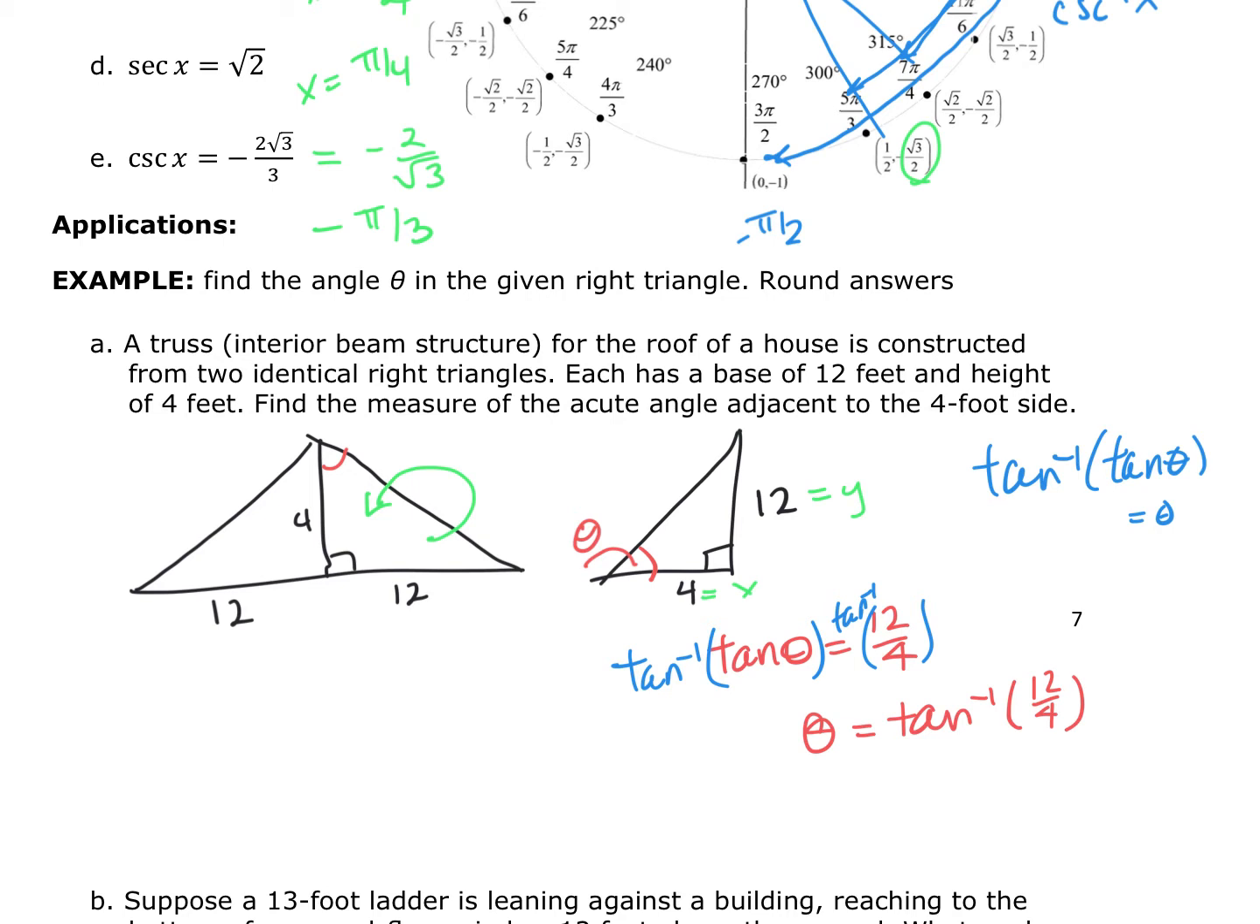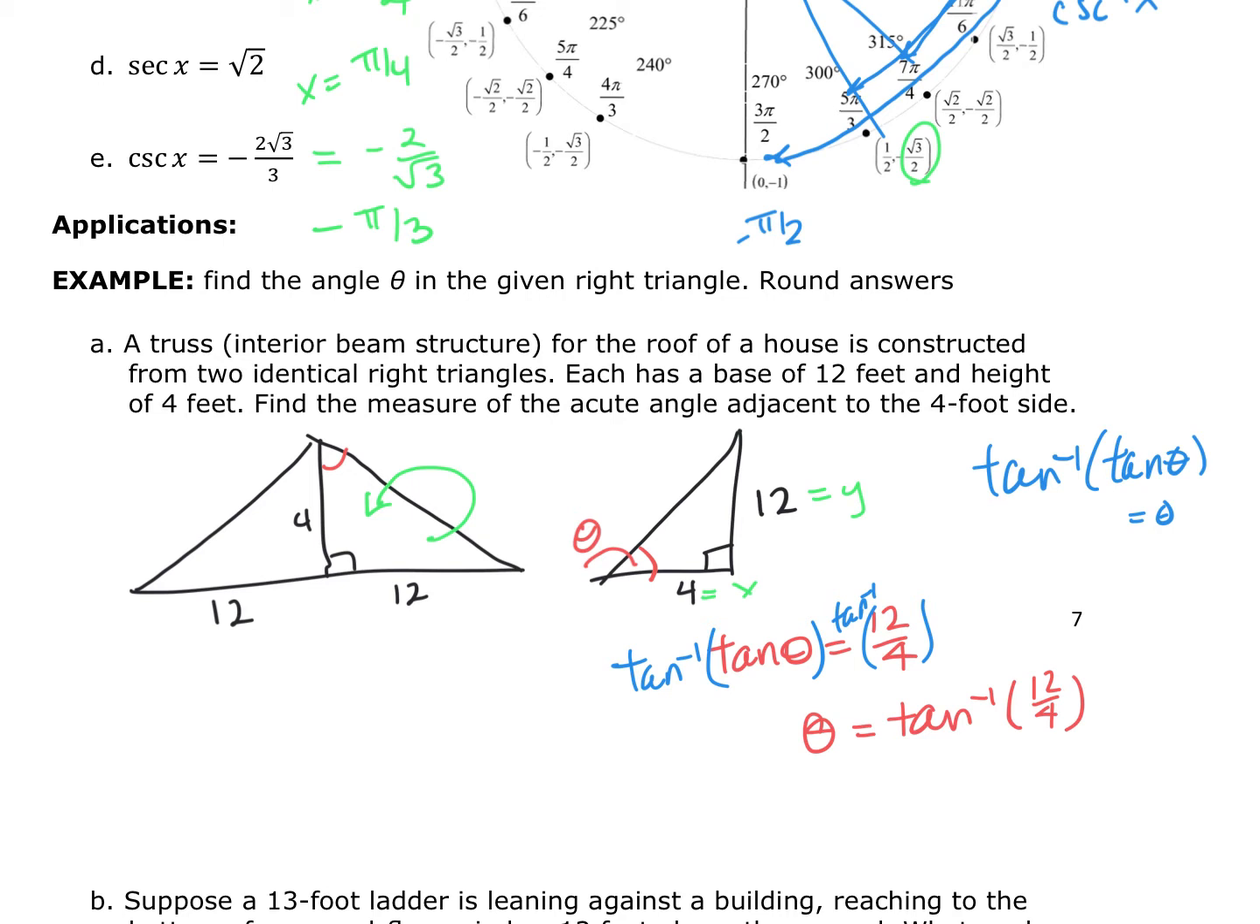Let me see. Mode, there we go. I was in radians, so make sure your calculator's in radians. In my calculator, I have a second key and then the tangent key, and that gets me the tangent inverse. And then I put in 12 divided by 4.